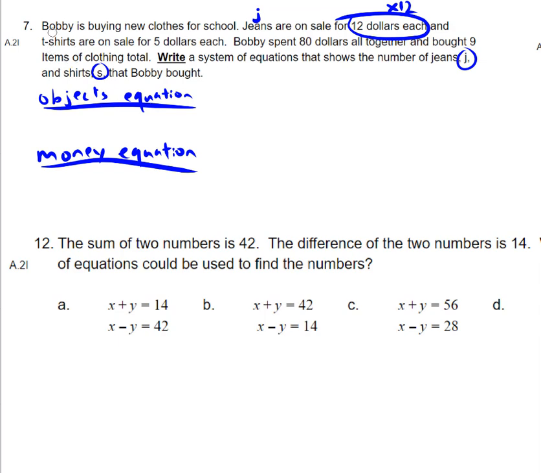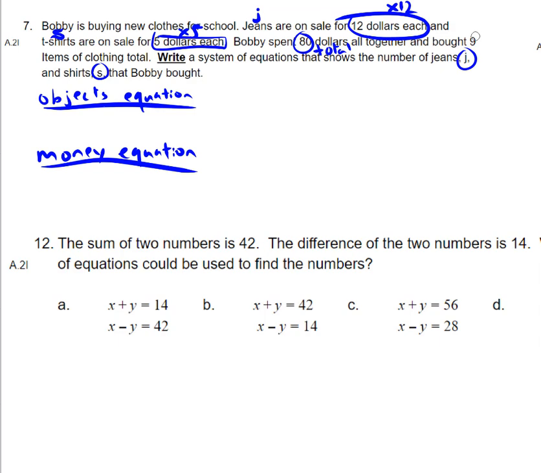And the t-shirts, let's call those S, because they want us to call them S. So S, the t-shirts, are on sale for $5 each. So $5 each tells me that it's going to be however many t-shirts I get times 5. And it said Bobby spent $80 altogether. So this looks like a total, and it's probably the total for the money equation since it's $80.